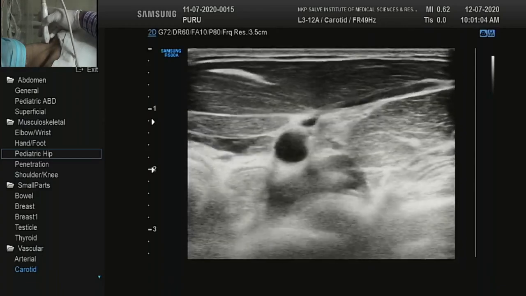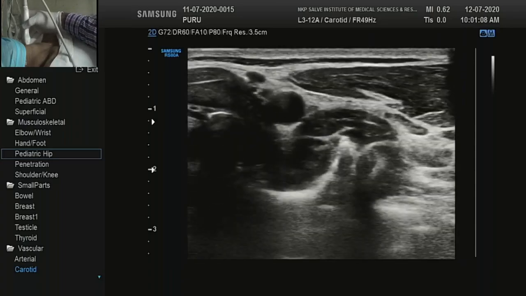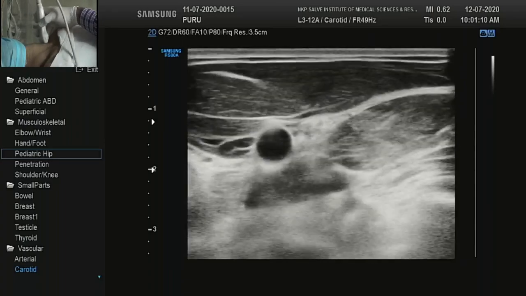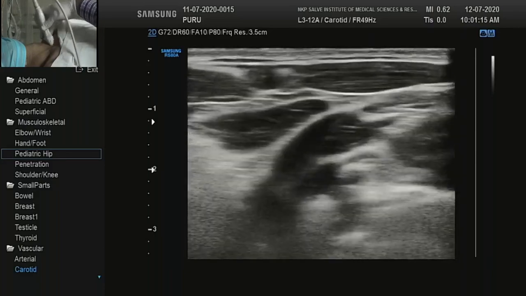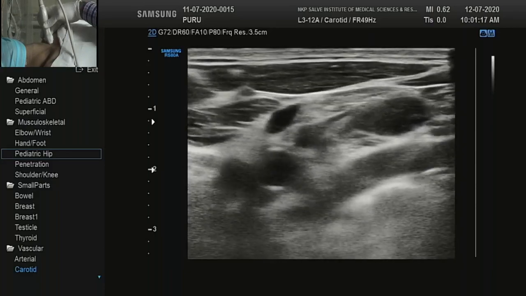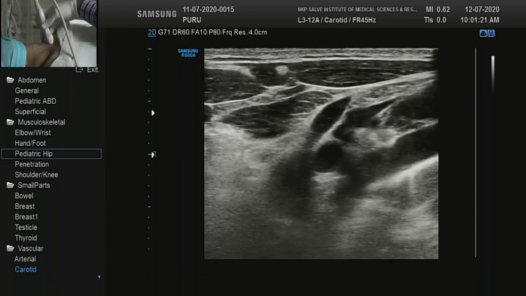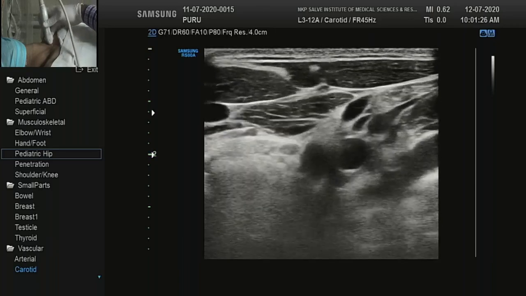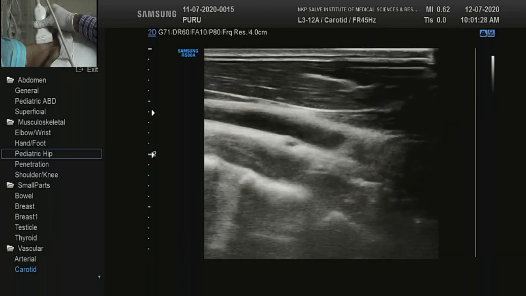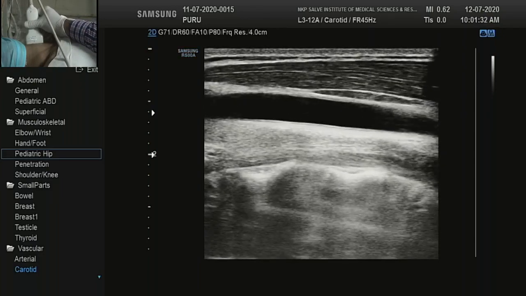Yeah. So this is the other side, left side. In the left side, the carotid and subclavian have independent origins from the arch of aorta, and therefore seeing the origin of the common carotid is not possible with a linear probe. Same technique. So we'll just switch for the patient.